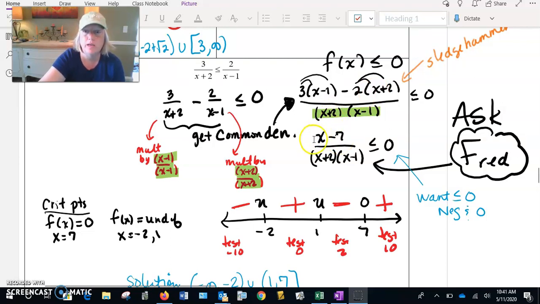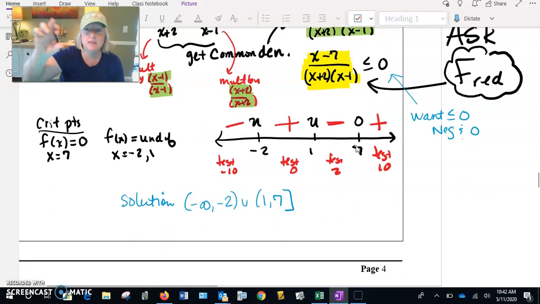And now this is what I am considering. I'm thinking of this function over here, once I get it all on one side, as my quote unquote FRED, my reduced and simplified function. And I'm going to use that to do my sign chart. So I tested -10, 0, 2, and 10, plugged into this version right here, because that really is the better one. The nice factored form is the easier one to plug in to test the values. And then I basically looked over here to this side as well to determine what I wanted, which is that I want less than or equal to 0.